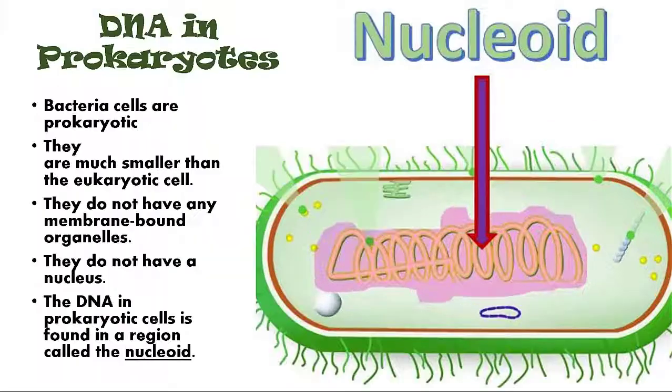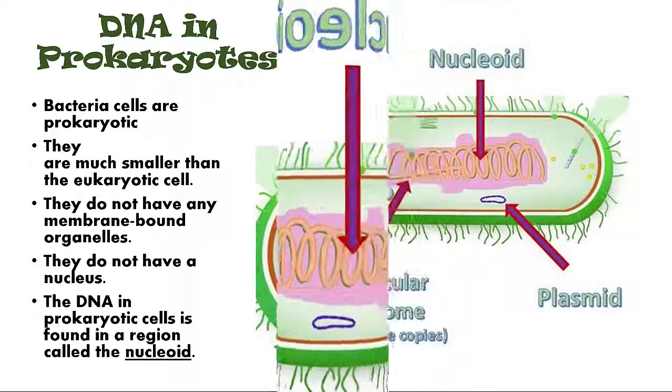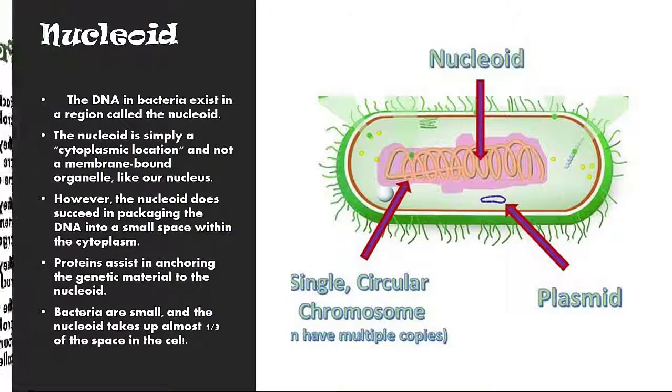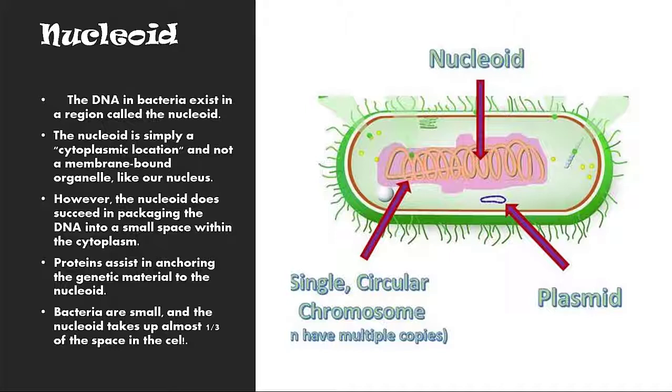Bacteria cells are prokaryotic. They are much smaller than eukaryotic cells. They do not have membrane-bound organelles, and they do not have a nucleus. So the DNA in prokaryotic cells is not in a nucleus. Instead, it is found in a region of cytoplasm that is called the nucleoid. The nucleoid is simply a cytoplasmic location, and it is not a membrane-bound organelle like our nucleus.